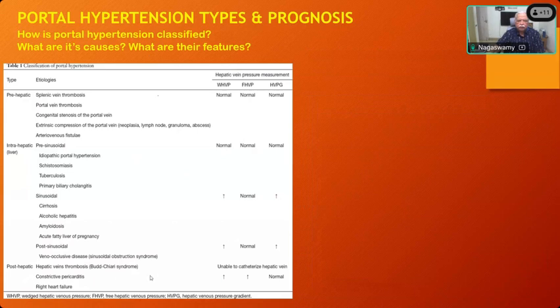And in the post-hepatic conditions, you are unable to catheterize a hepatic vein. If it is constrictive pericarditis, you will find these first two will be increased and the hepatic venous pressure gradient will be normal. So this is how we differentiate the location where the portal hypertension is happening.